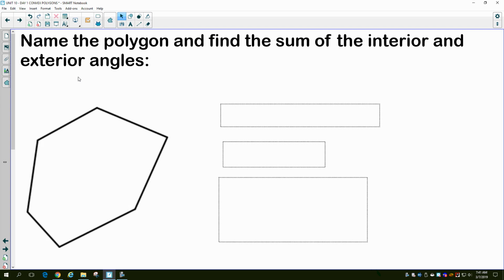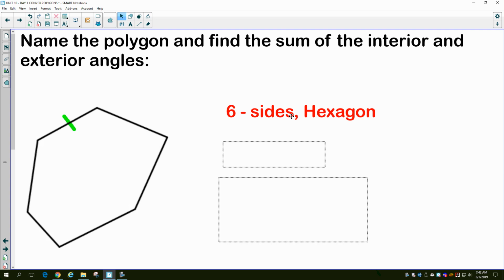So let's do another one of those together. We're going to name this polygon, and then we're going to say the sum of the exterior angles and the sum of the interior angles. When I'm counting sides, sometimes it's really easy to lose track of which sides I've counted, so I put a mark on one of them, and that's the first side I count, and then I go around clockwise. So I have 1, 2, 3, 4, 5, 6 sides. So this is a hexagon.